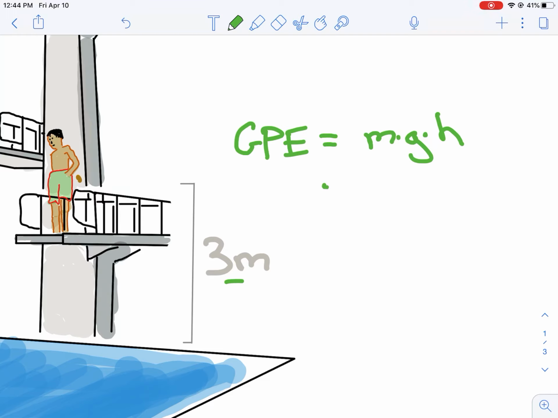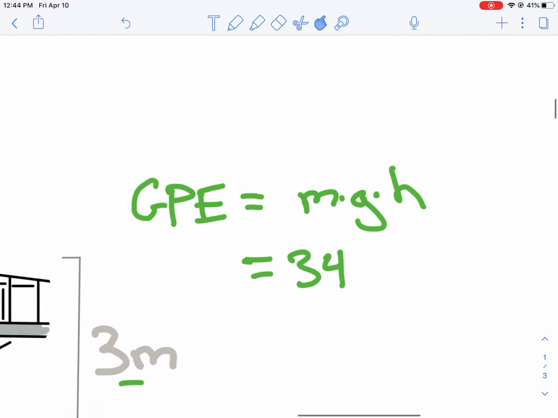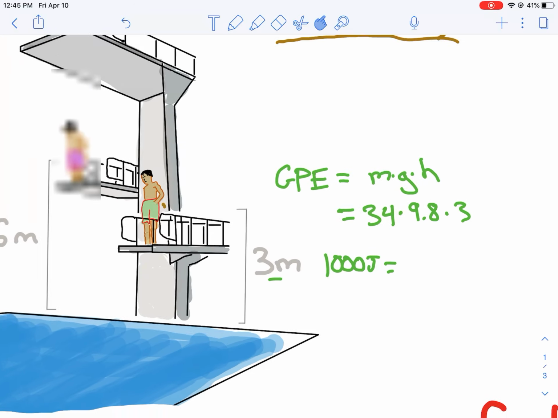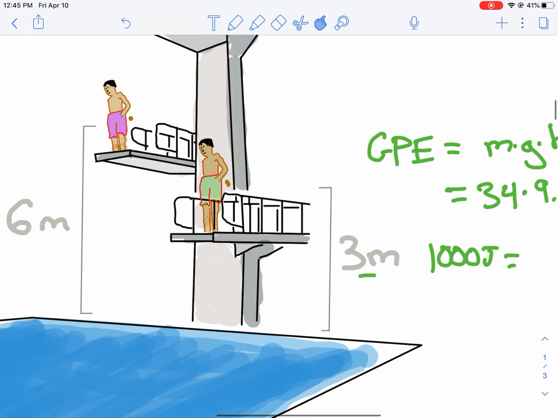So GPE equals mass, 34.0, times 9.8 times this guy's height, which is 3 meters, and you calculate that this guy has a GPE of 1,000 joules. Okay, so we just calculated the amount of energy that this guy has. He's got 1,000 joules of energy.